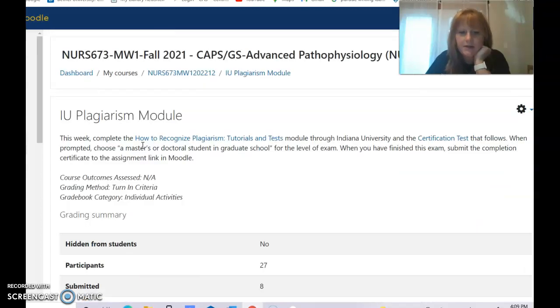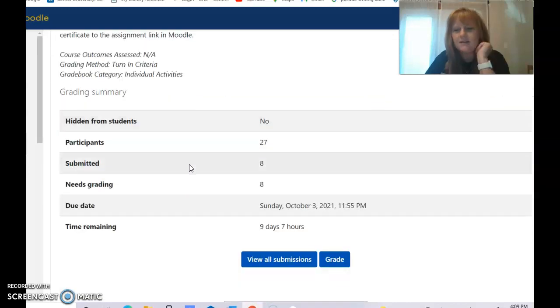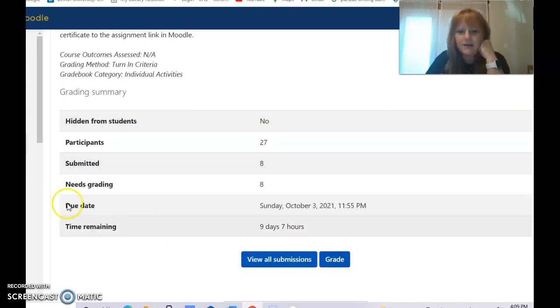I know several people have already completed that. You can go through and read how to recognize plagiarism, do the tutorials and the tests, and then the certification test at the end. When prompted, choose a master's or doctoral student in graduate school for the level of the exam. When you finish the exam, submit the completion certificate into Moodle to be graded and to get credit for it. Those are really the 2 things this week.